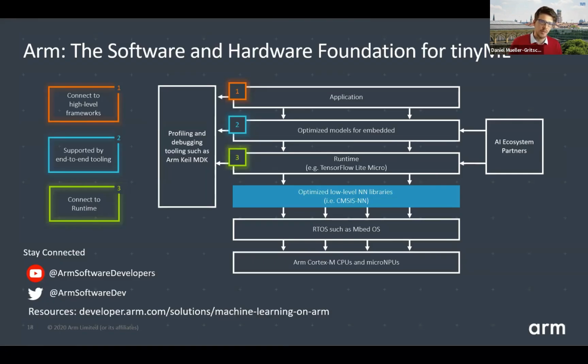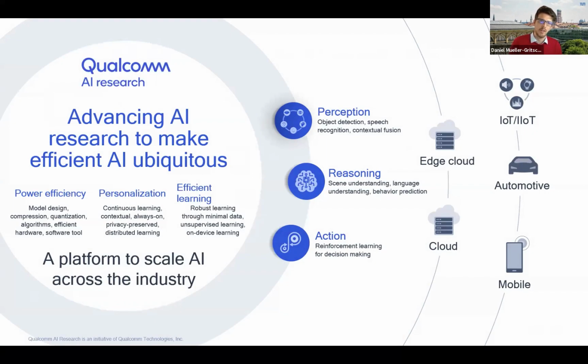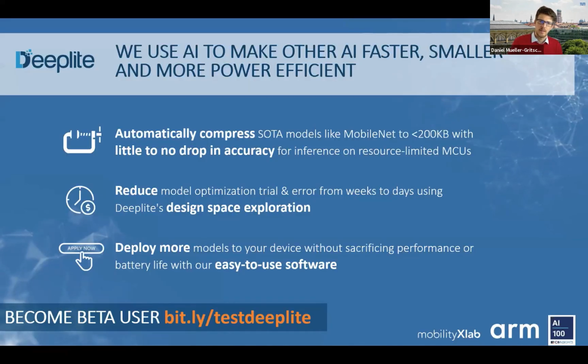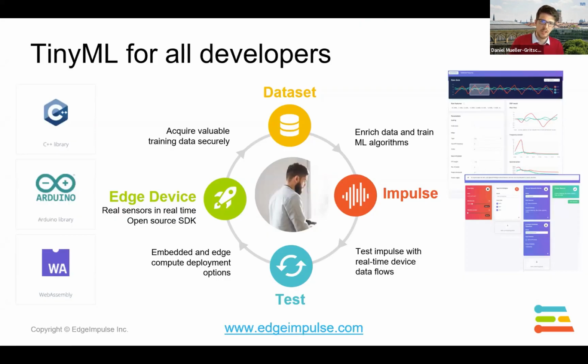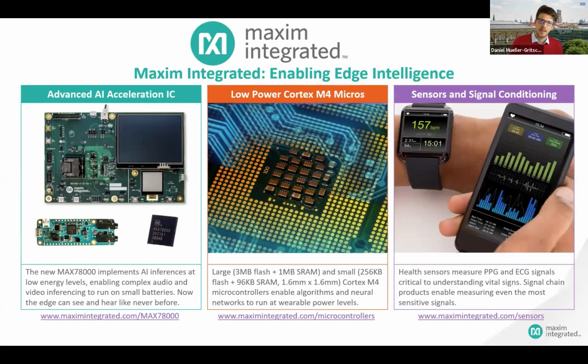One of the executive sponsors is ARM. I guess this is known to everyone, and they are now also building the software and hardware foundation for TinyML. We have Qualcomm, which does advancing AI research to make efficient AI ubiquitous. We have DeepLite, and they use AI to make other AI faster, smaller, and more power efficient. We have Edge Impulse, which is saying you do TinyML for all developers. Maxim Integrated, which is enabling edge intelligence.